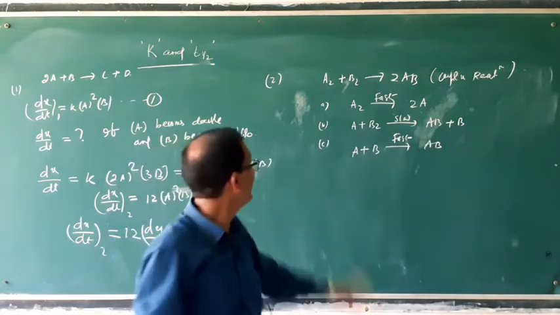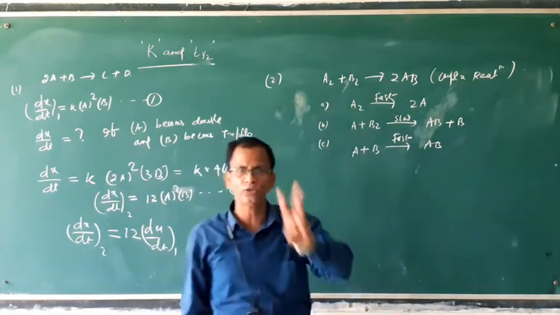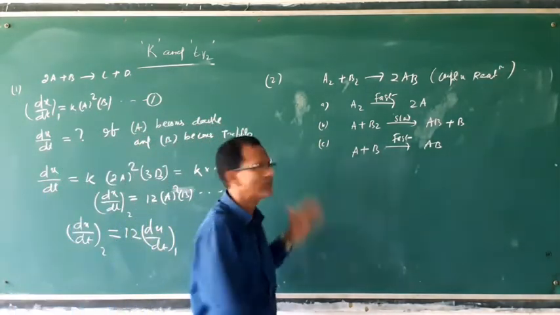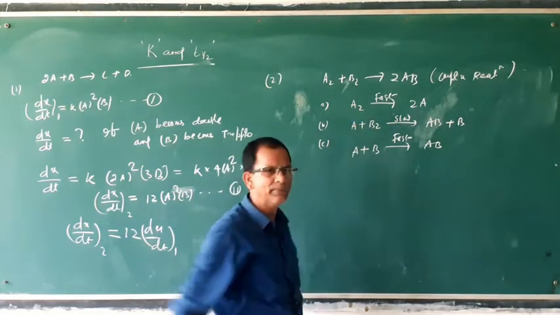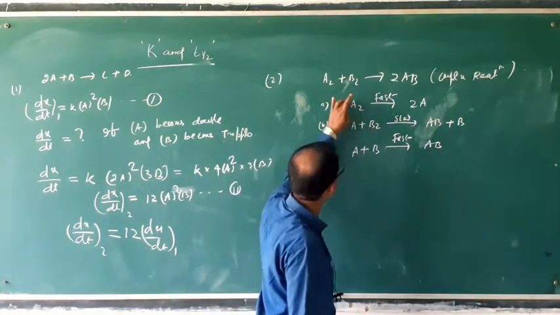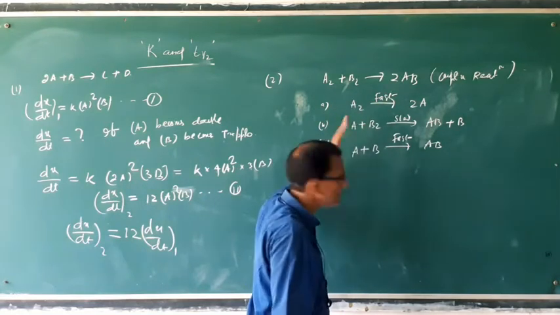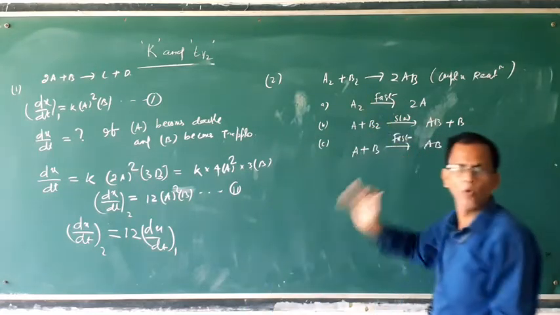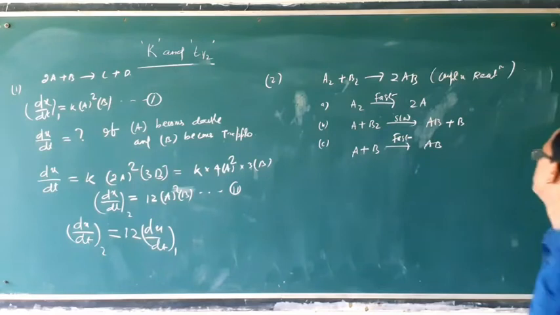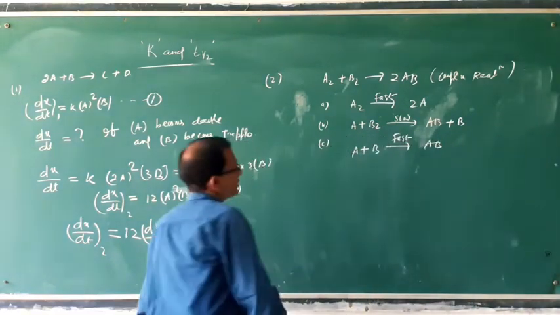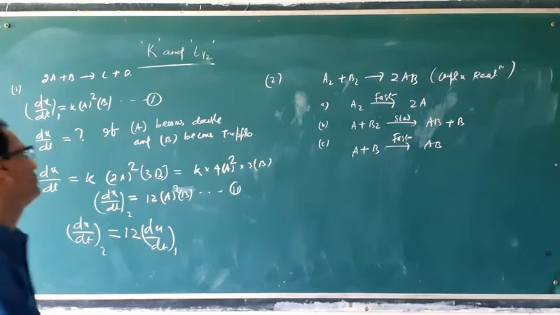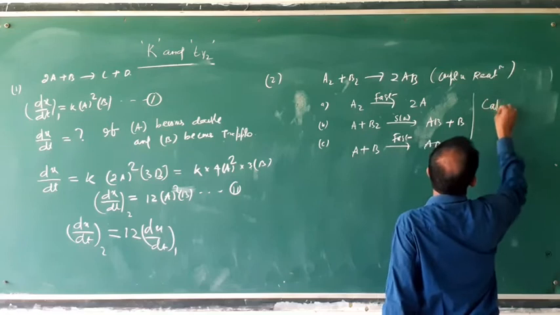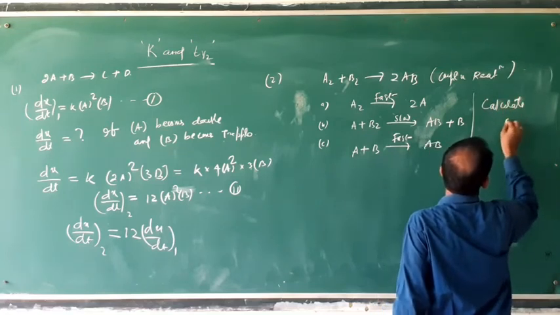Clear? So the main reaction is divided into 3 steps because it is a complex reaction. These are the elementary steps: first, second, third. Elementary step means single step. First is a single step, second is a single step, third is also a single step. But by combining these 3, it is the whole reaction. But the question is, what is the expression of rate law? Means you calculate the order.